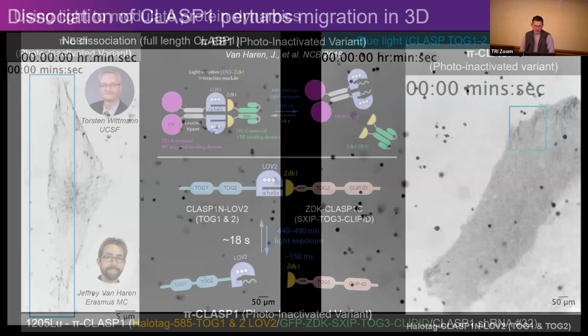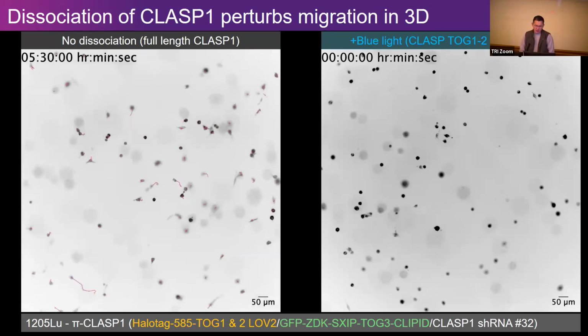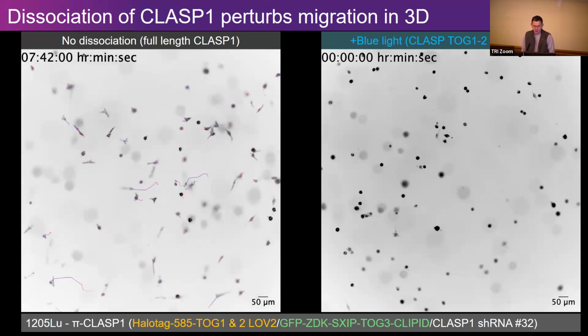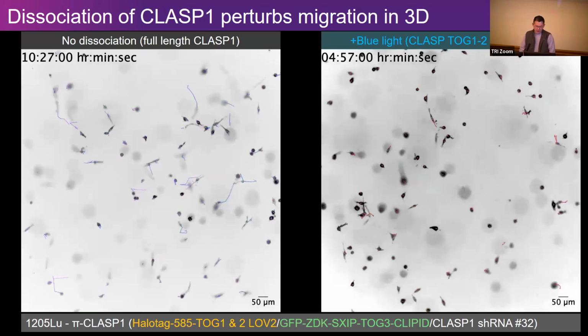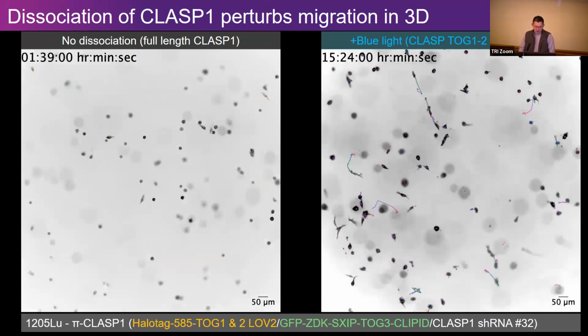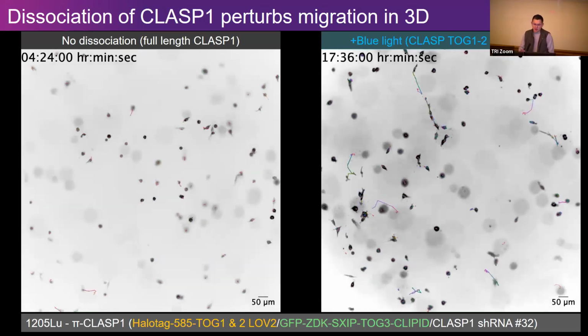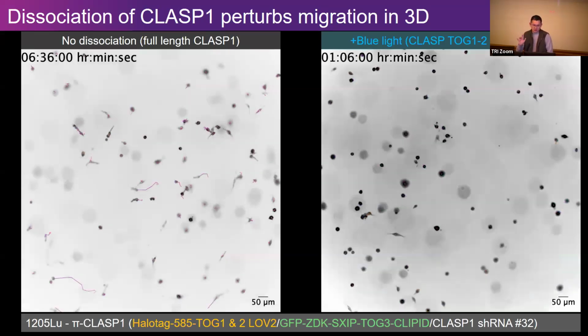And I guess the functional validation of this is showing how cells respond in 3D. So on the left, you can see cells expressing the PyCLASP with no blue light illumination. And basically, they're embedded in a 3D collagen, and they can quite nicely invade over the time of about 20 hours. And when we expose them to blue light, even though there is still a little bit of motility, we can really drastically reduce how much they can move within these confined settings just by dissociating the 2 halves of the protein.